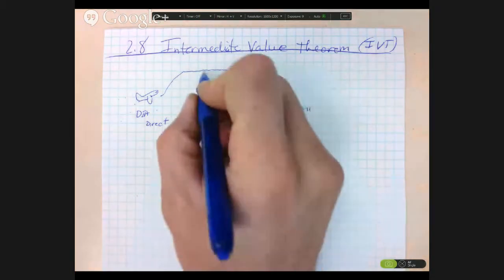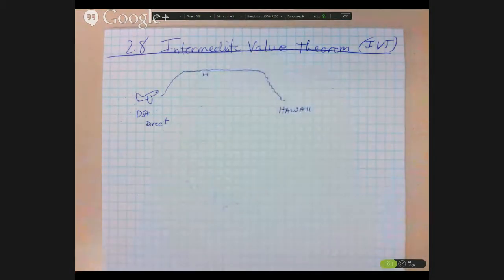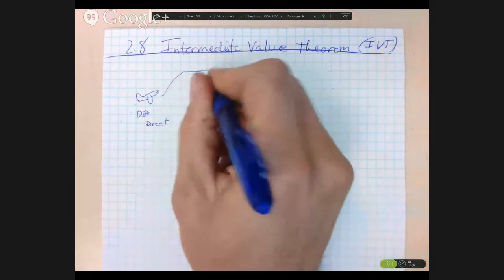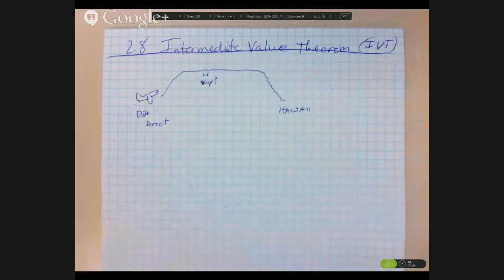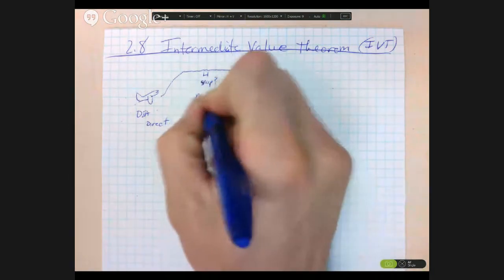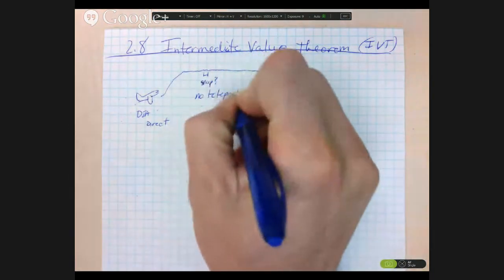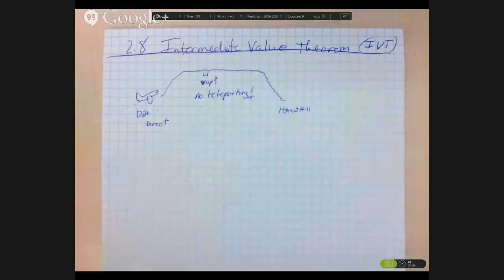No. Can I skip that mile? No. Why not? Because you would have to stop and you can't. You're in the air. You'd have to teleport, and we're not that cool, right? Okay, no teleporting.